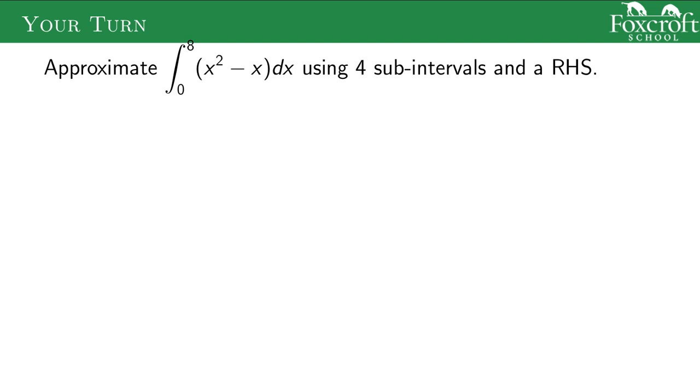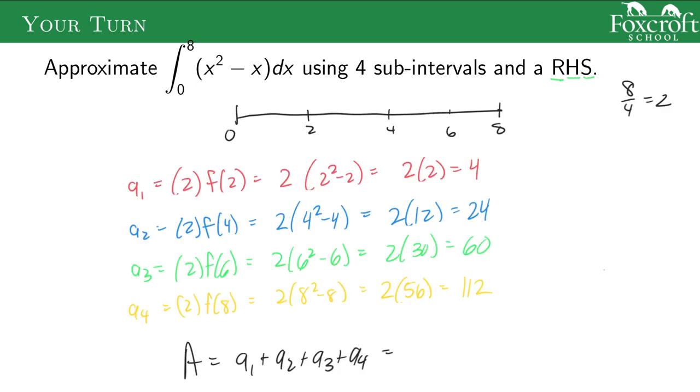Approximate this area using 4 subintervals and a right-hand sum. Go ahead and try that one. I'll show you the answer in 3, 2, 1. The answer I got at the very end, which I didn't actually write, is 200.